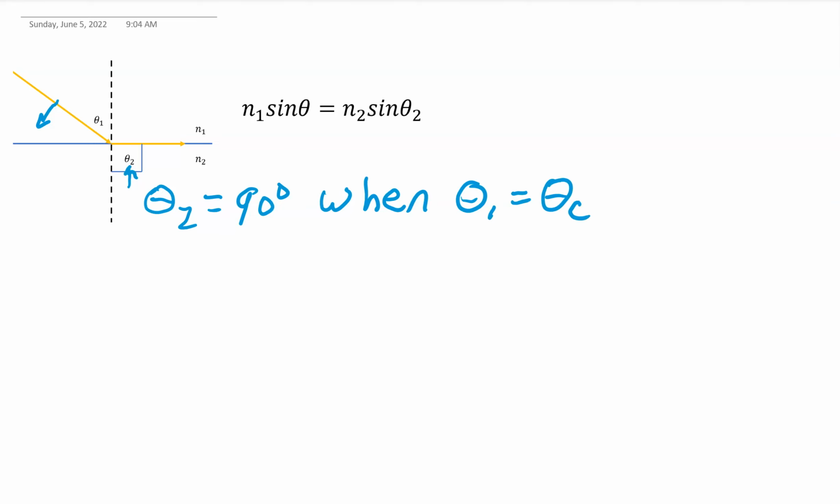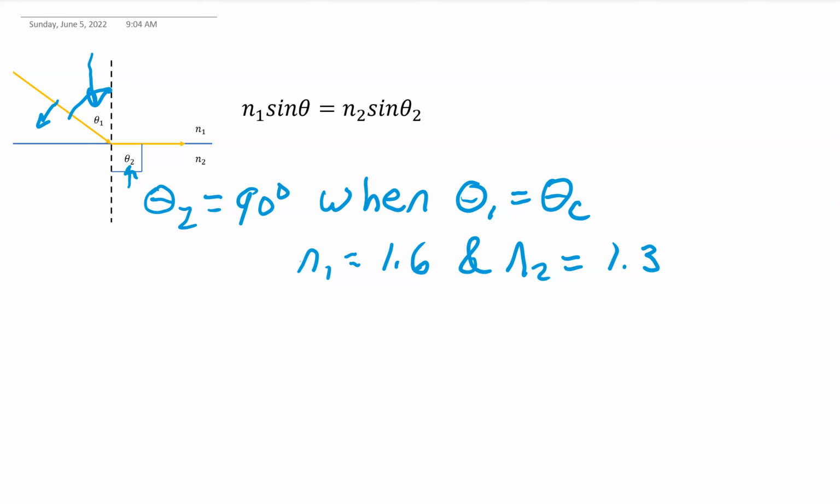Okay, and so a question you might get might look like this. It might say something like, if N1 equals 1.6 and N2 equals 1.3, find the critical angle. In other words, what is the biggest that this theta 1 can be so that light will be transmitted? Another way to say that is, what's the maximum angle you can have before total internal reflection?